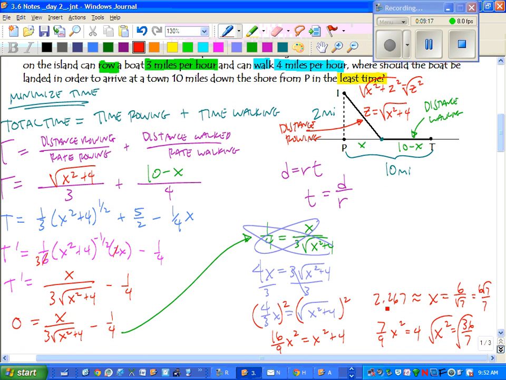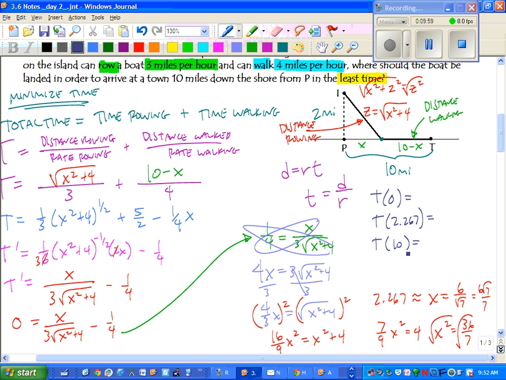Now, we could do a number line with our first derivative and figure this out, but in this case we also have some endpoints we can check. So we want to test and see what works for this one. Could it be the quickest time if she rows directly to shore and then walks the rest of the way? That would be the time if x is 0. Or could it be at our critical value here at 2.267? Or could it be that the fastest way is to row the boat directly to T? That would be if x equals 10.